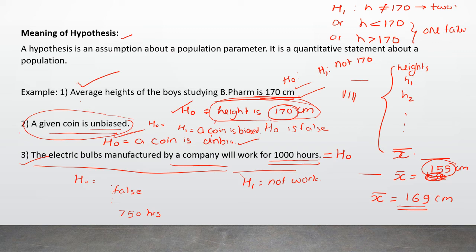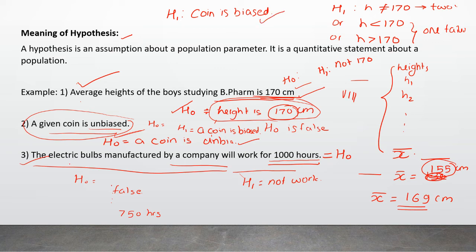Now if you see this, a given coin is unbiased. In this case you have only one option, that the coin is biased. There you cannot have any more alternate hypotheses. Only one kind of alternate hypothesis is allowed in this case.